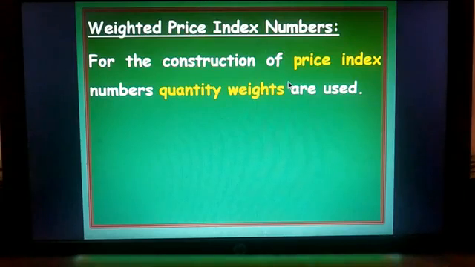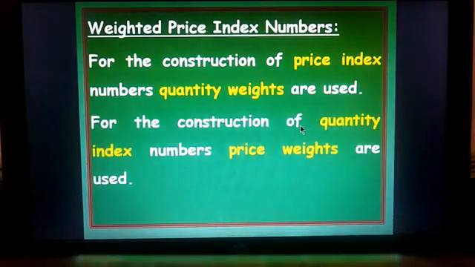So for the construction of price index numbers, quantity weights are used, and for the construction of quantity index numbers, price weights are used. This is indicating you very clearly that, concentrate on the cursor properly to know clearly the aspects. For the construction of price index numbers, quantity as the weights we will be using. Quantity of either base period or current period, or base year or current year. That further decides different types of weighted price index numbers later.